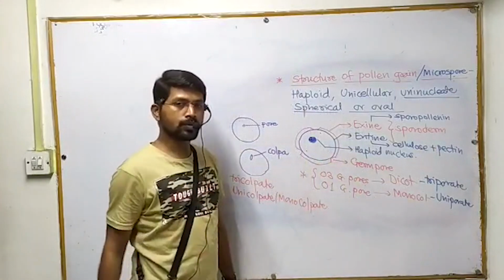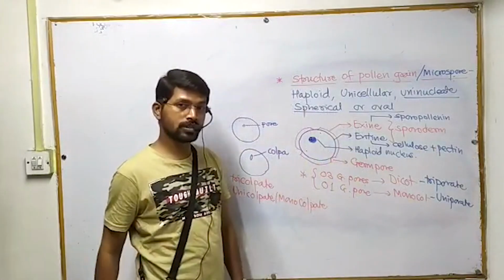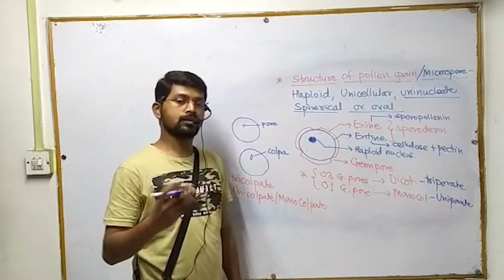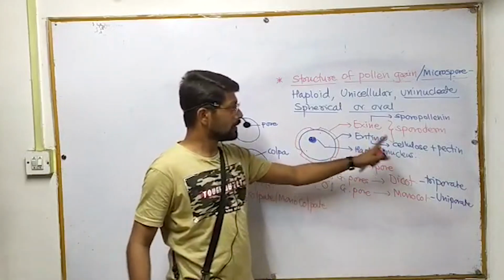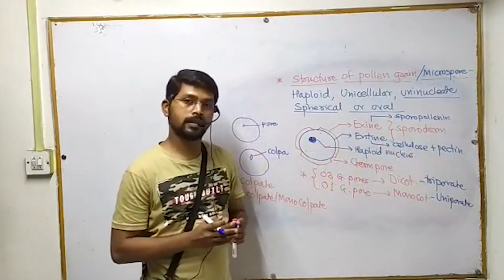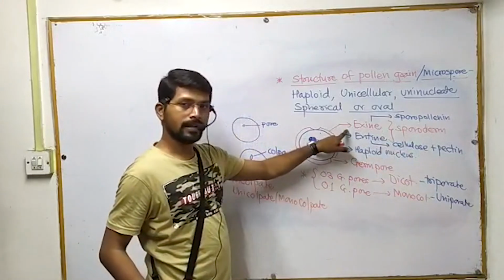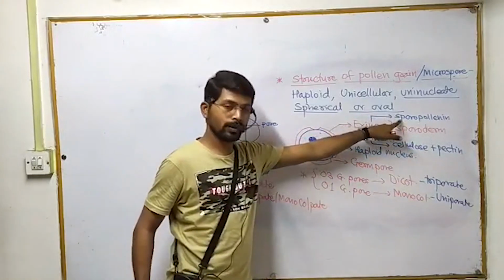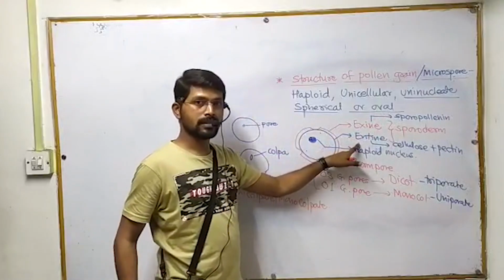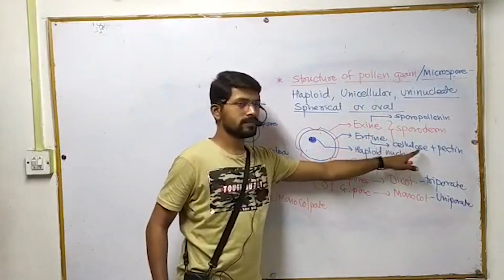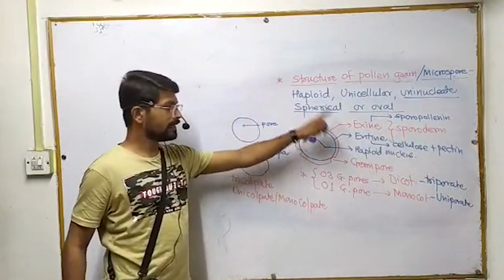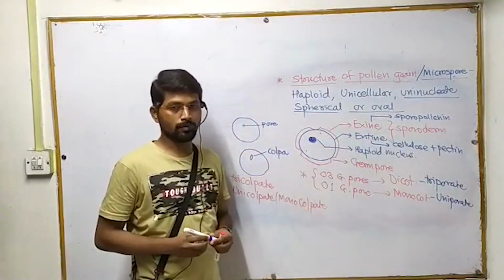In your MCQ question bank, the option is like this: pectocellulose. Then you can get confused. Cellulose plus pectin can collectively be called pectocellulose. So exine is cutinized and made up of sporopollenin. Intine is thin, elastic, and made up of cellulose and pectin. So this is the entire structure of a pollen grain or microspore.